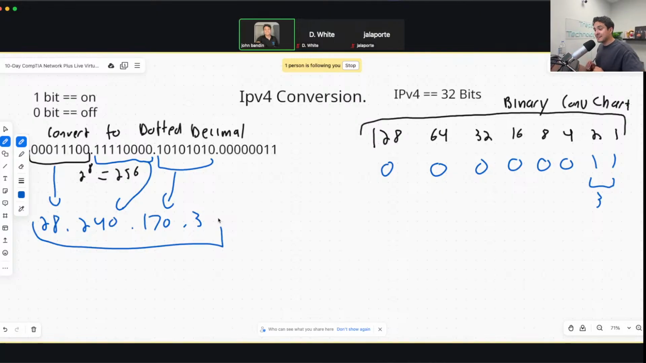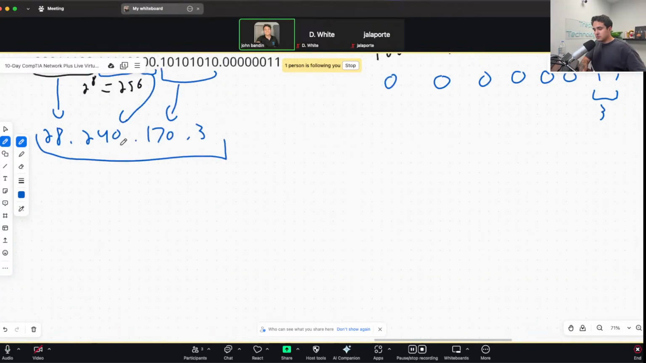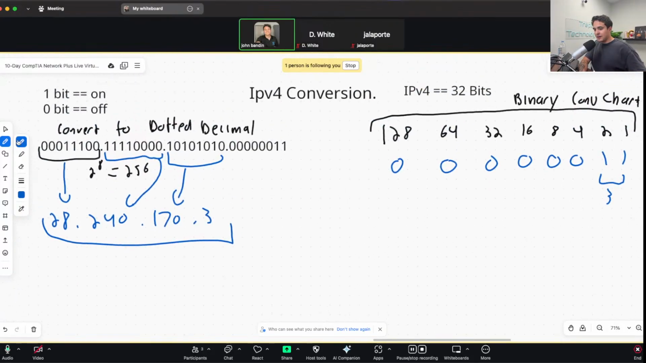All right, now let's do it the opposite way. Instead of converting from binary to dotted decimal, let's convert from dotted decimal to binary. This is the important one because this is going to be what we need to know when we start subnetting. So what I'm going to do here is just scroll down. Actually, I'm going to grab my binary conversion chart.